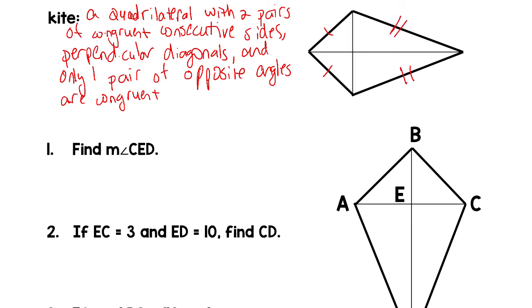Next, it says there are perpendicular diagonals. Well, these are the lines that are the diagonals. Oh, my drawing is horrible. And they are perpendicular, which means they form a right angle. There's only one pair of congruent opposite angles. That means this angle and this angle are congruent. The other two angles are not congruent to each other or anything else. Okay? That's kites in a nutshell.